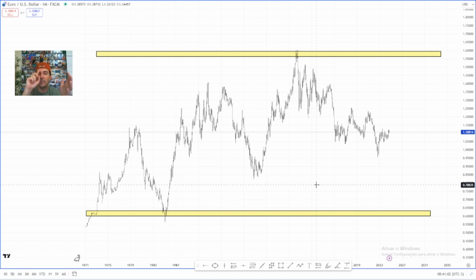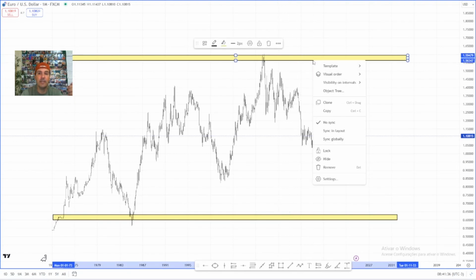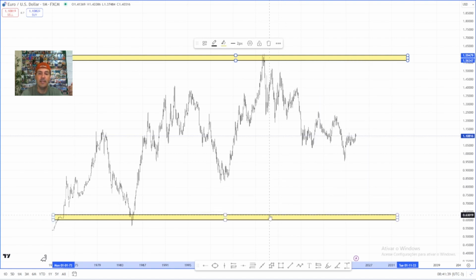Then they sign the contract that the value of the euro compared to the value of the dollar, in this case euro dollar, should not go more than the upper band, about 1.6. On the lower band, it shouldn't go lower than, more or less, 0.57. So you should be able to go on the monthly chart and correctly chart the monthly bands.